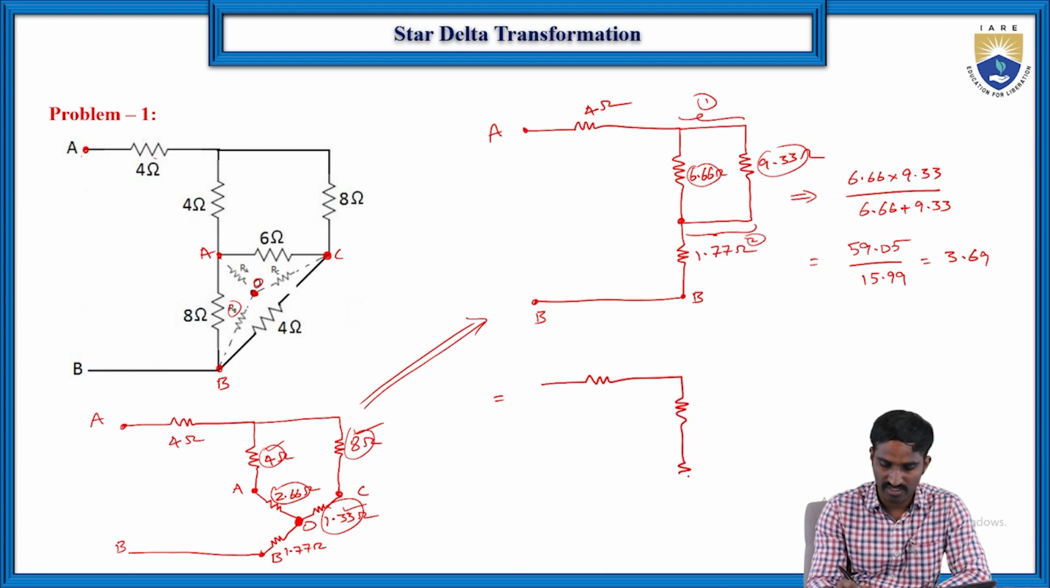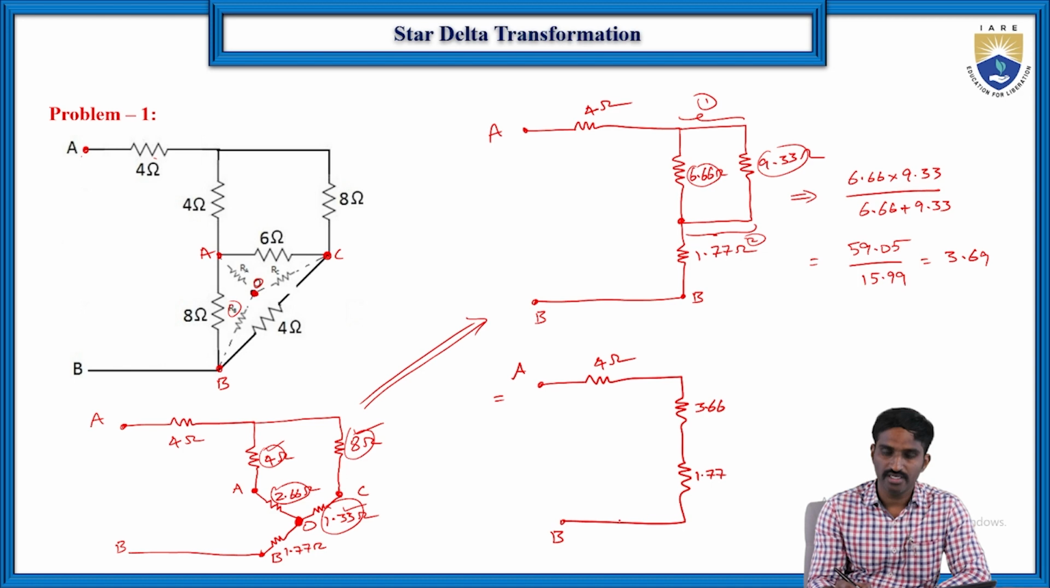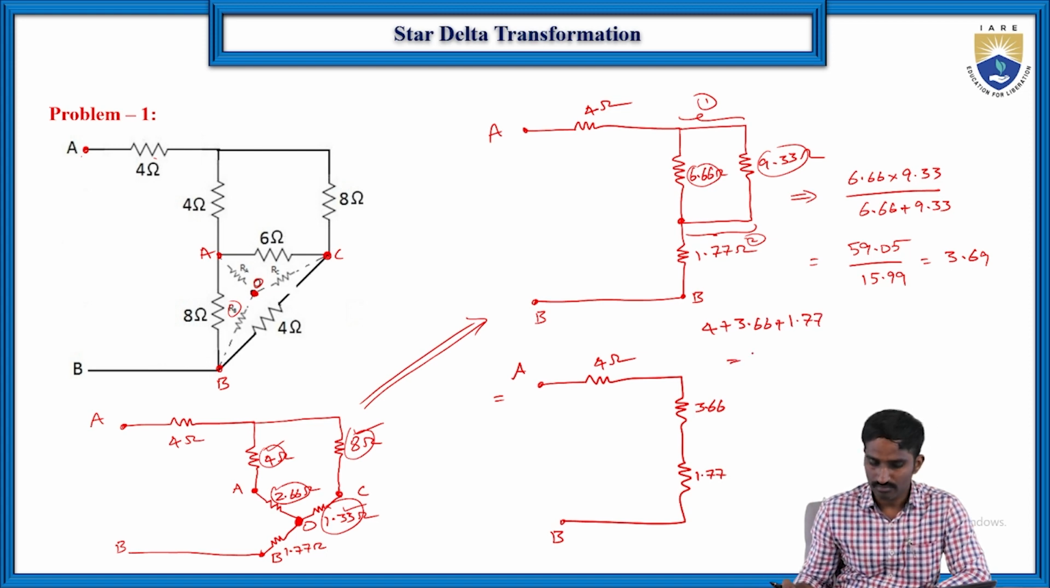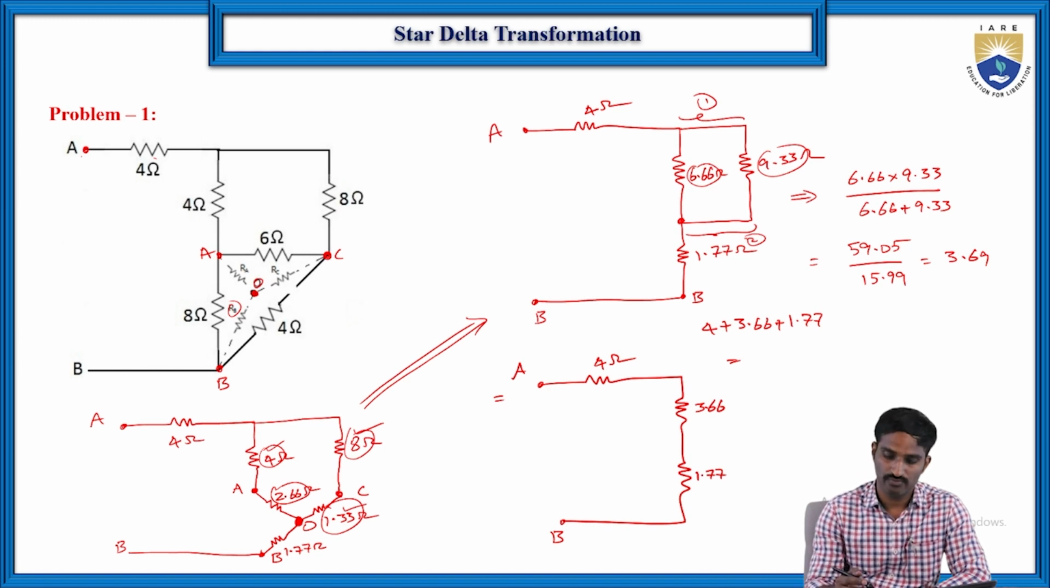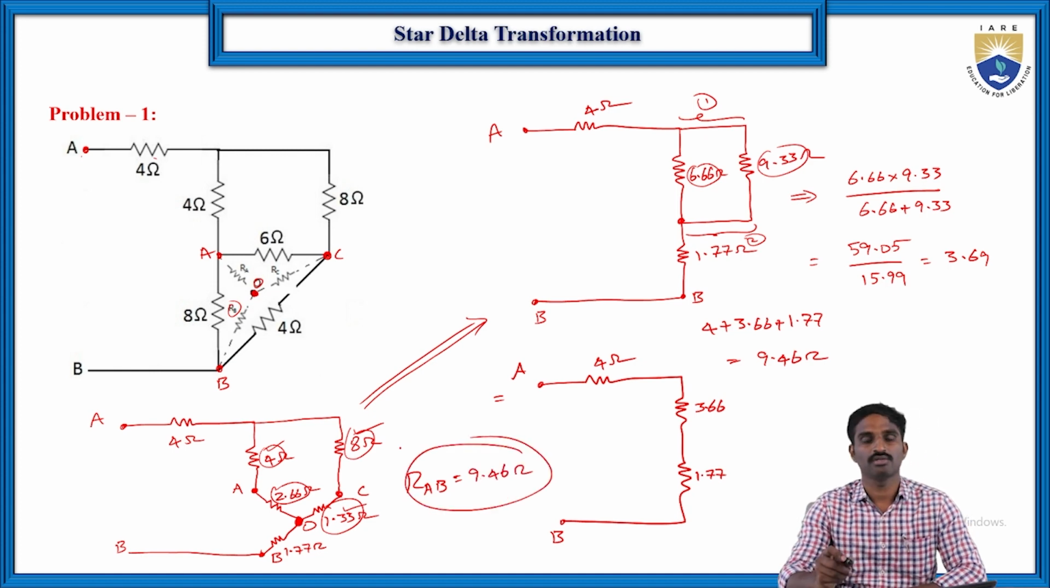Then here you will be having A and B. So here A is equal to 4 ohms, and B is equal to 3.69, and C is equal to 1.77. Now as you can see, these three are in series. Then here 4 plus 3.69 plus 1.77, which is equal to 9.46 ohms. Then here R_AB is equal to 9.46 ohms. So this is your answer.